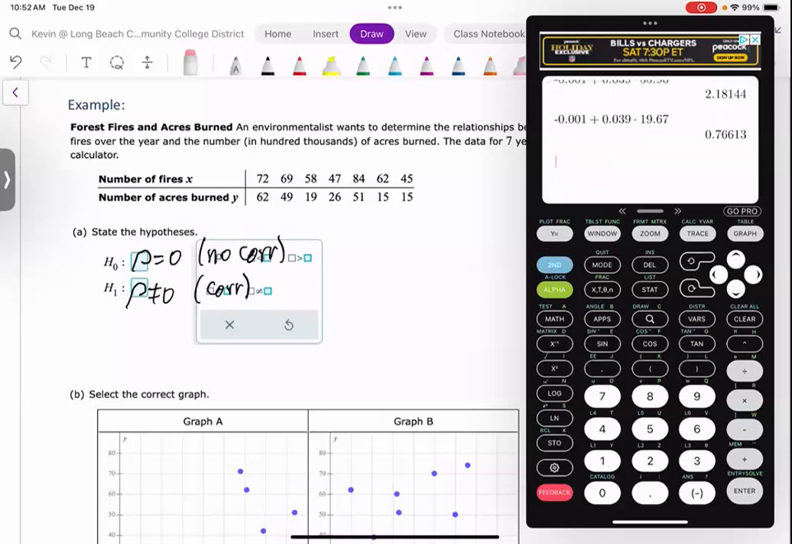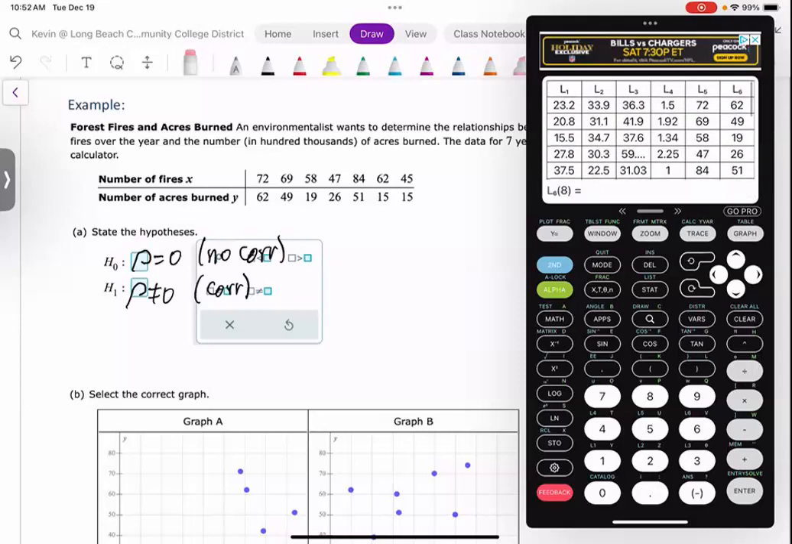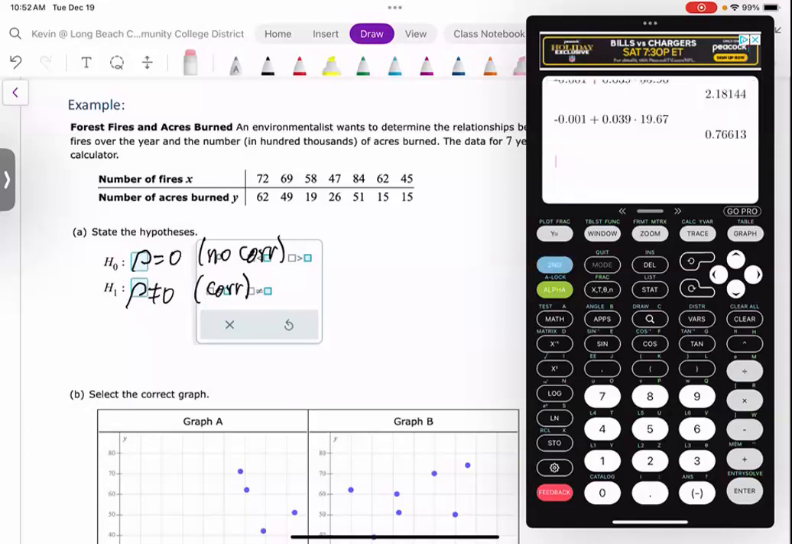So I'll quit out of that, and let me show you my data. You can see the 72, the 69, and so on. So I'm now going to graph this. At the top right, it says graph. I'm going to hit that, and nothing shows up. So what I need to do is go to zoom, and scroll down until I find zoom stat. And now I can see my data.